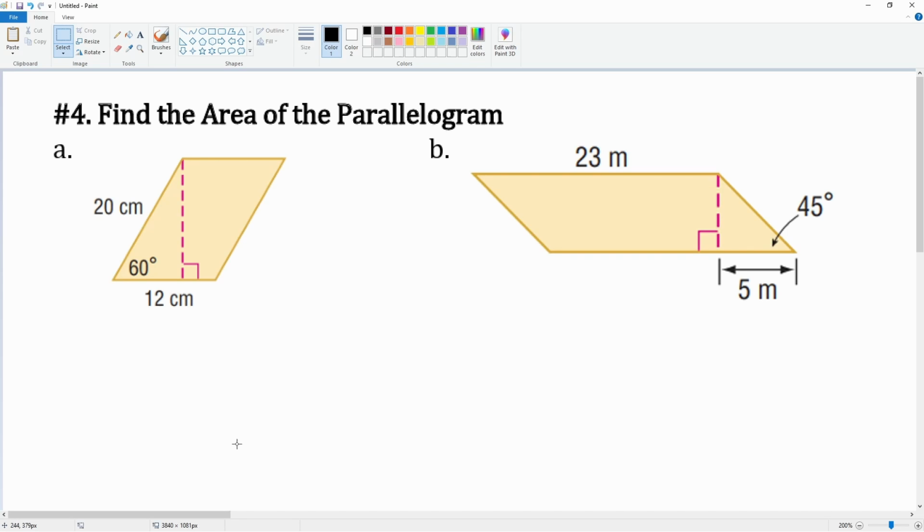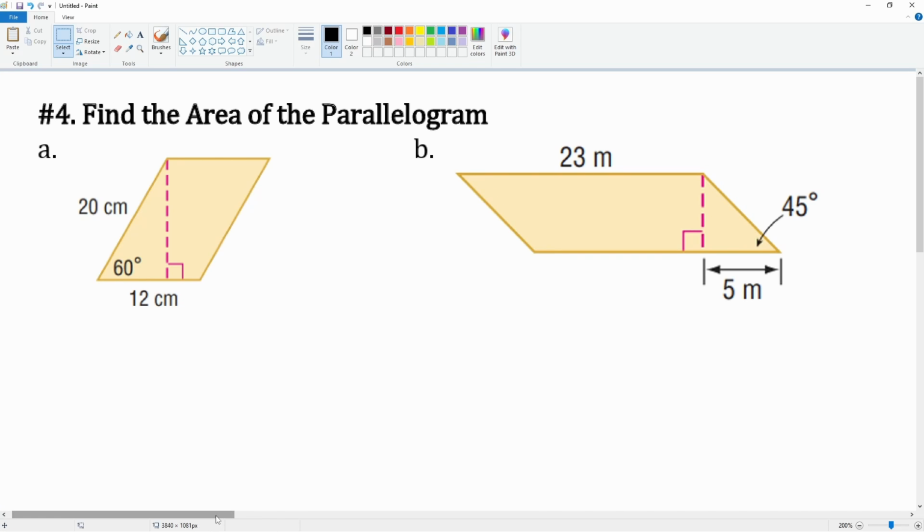All right, here we have number 4. You're going to find the area of each parallelogram. Again, we know from the formula from before, the area is defined as base times height. We just need what the base is, and we have to know what the height is.